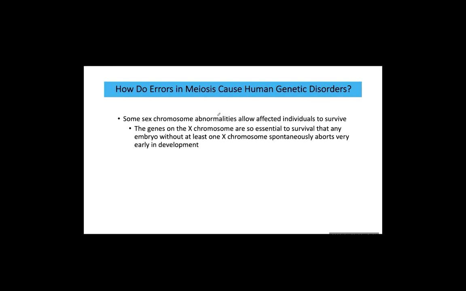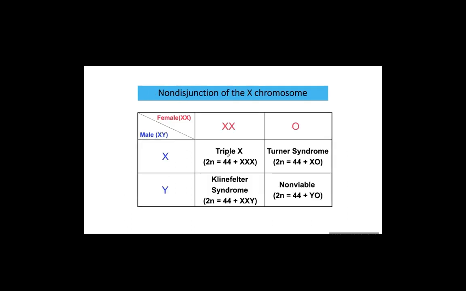How do errors in meiosis cause human genetic disorders? The genes on the X chromosome are so essential to survival that any embryo without at least one X chromosome spontaneously aborts very early in pregnancy. You will see it like this. This is diploid, so it is 44 plus XX. In the case of a male, it starts from diploid, 2n equals 44 plus XY.